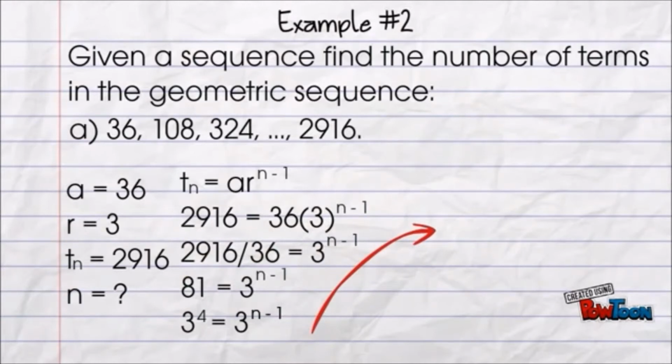Also remember, when we're solving these kind of problems, remember to divide the 36 and not multiply with the 3, because that will give us a wrong answer. Because we have to follow the BEDMAS rules, as we all should remember. And we get n as the final value of 5. Therefore, the number of terms in this geometric sequence is 5.